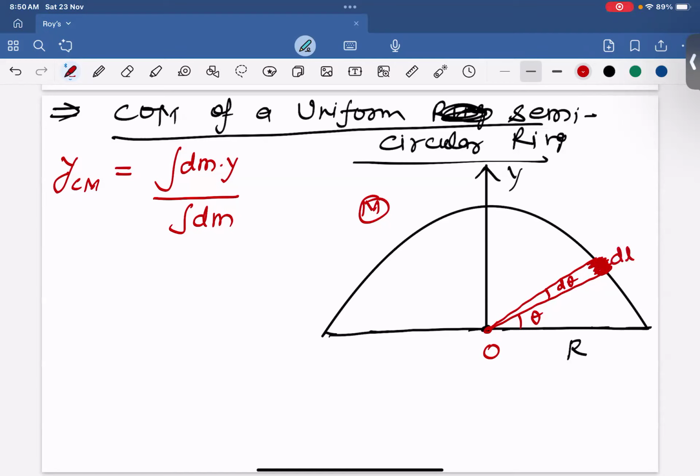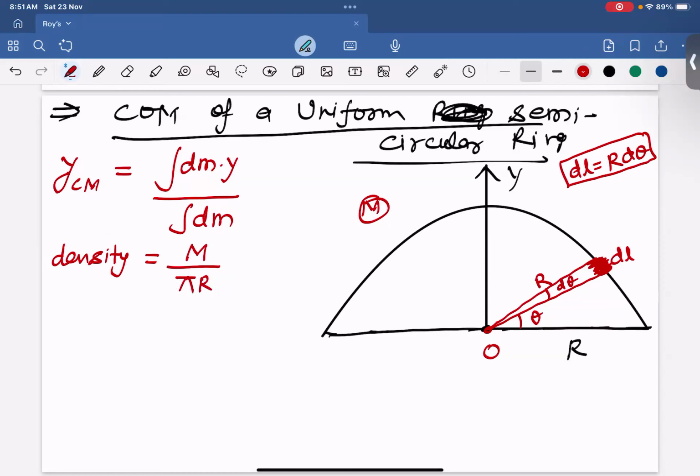What is dl? If the radius is r and the angle between is d theta, the length of the arc is radius into angle, so dl is r d theta. Now, how to find the mass of this small length? First I use the density. Mass is only on the length, and the length is pi r.